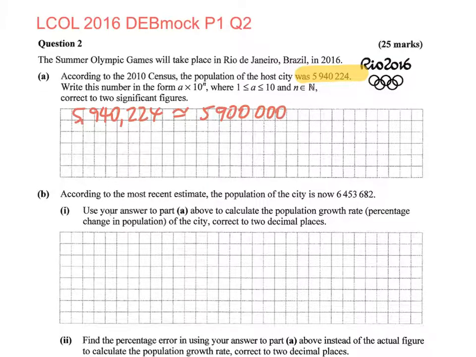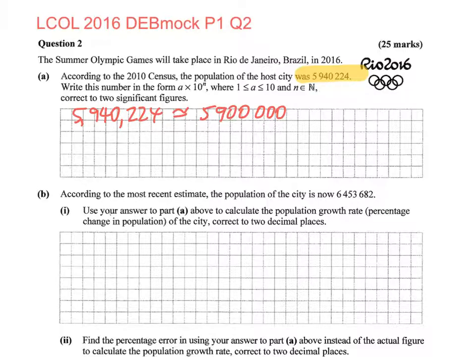5,900,000. Why that? Well, I'm looking at the digit after the 9. I'm cutting it off after 9. They're the most significant digits, the 5 and the 9. After that, it's a 4. Is 4 less than 5? Yes, it is, so I'm rounding it down. If that had been a 5 or a 6 and so forth, then I would round this up to 6 million.